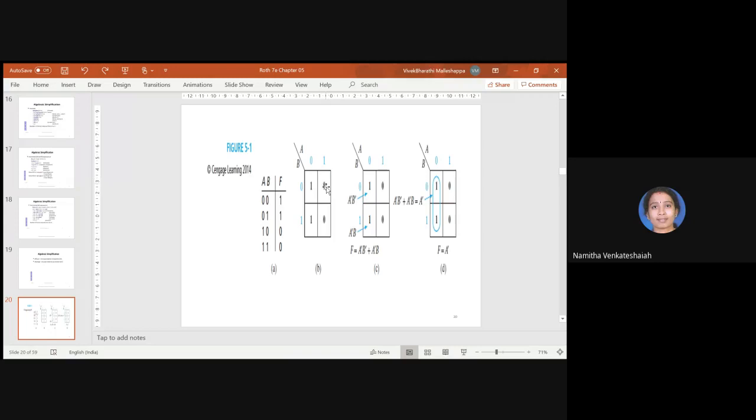I'm showing through my mouse, right? So in this box, the value of A is 1 and the value of B is 0. So this corresponds to which row of the truth table? That is the question. Can you answer, please?